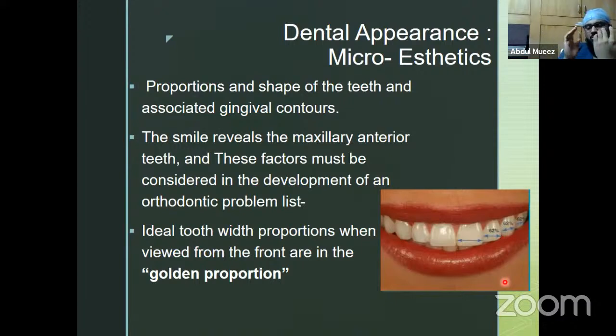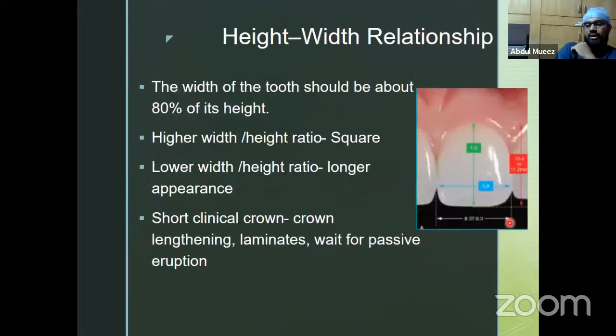Similarly in the oral cavity, the ideal tooth width proportion when viewed from the front should be positioned that way. Whatever the central incisor is, imagine this is 100%, then 62% visibility should be there in the lateral incisor. From there, 62% should be there in the canine. So if we incorporate these components in smile designing or in orthodontics, the patient will have a lasting smile and it will be very attractive.